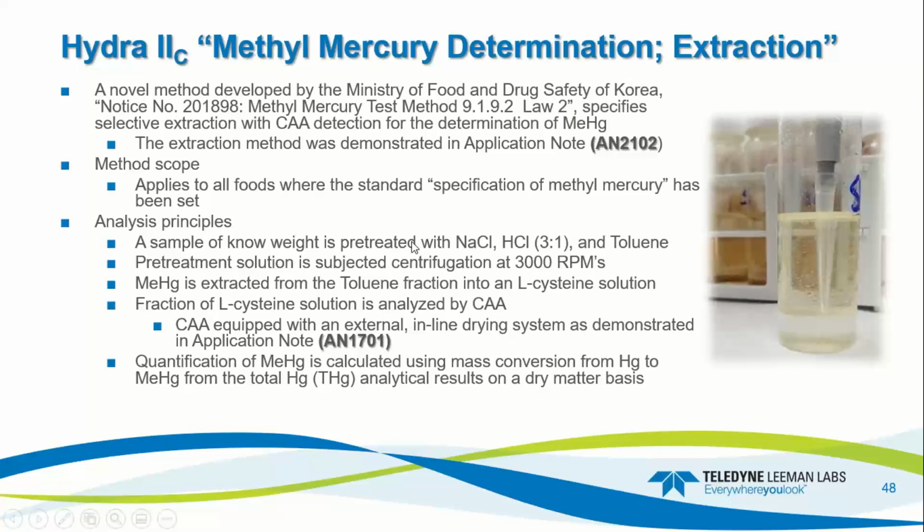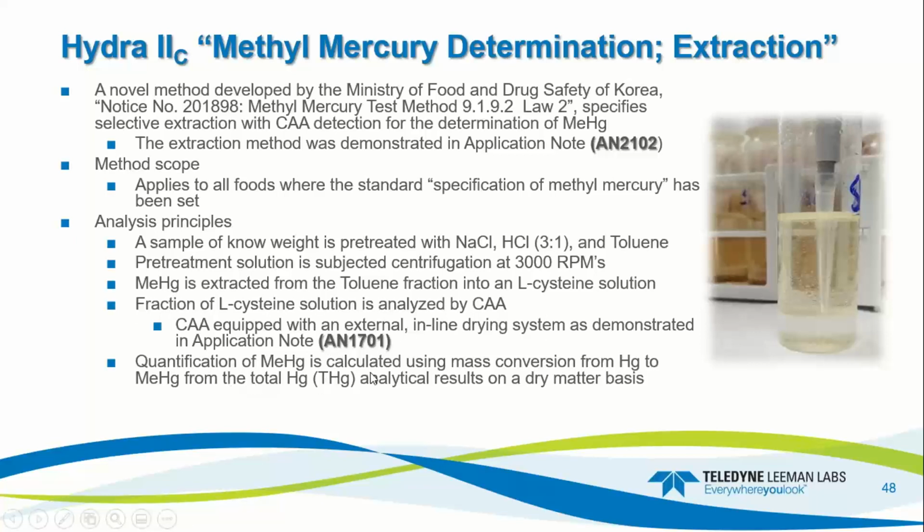So you're going to pre-treat the sample with sodium chloride, hydrochloric acid, and then toluene. And then you're going to centrifuge that, and then you're going to take the toluene fraction and extract the mercury into an L-cysteine layer, and then that layer is analyzed on the combustion system.